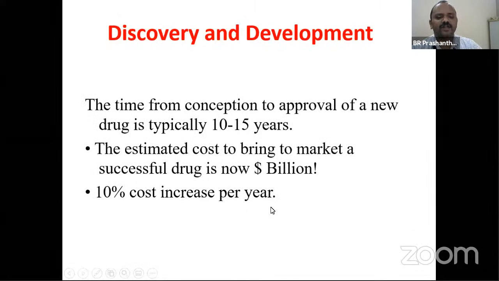Now, in drug discovery and drug development, as we all know, the time from the conception to the approval of a new drug takes about 10 to 15 years. It takes such a long time, but still, if a company is able to achieve it in less time, it really benefits that particular company.